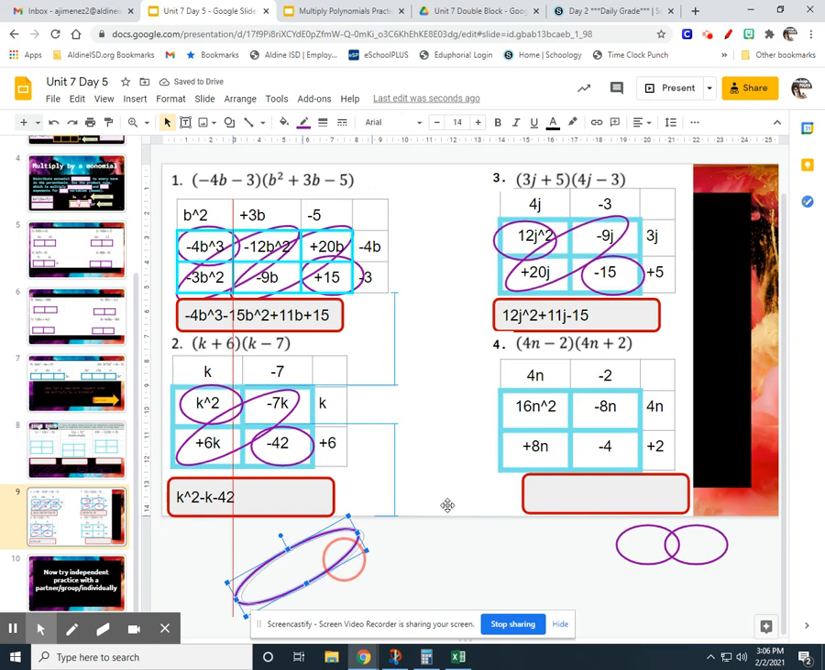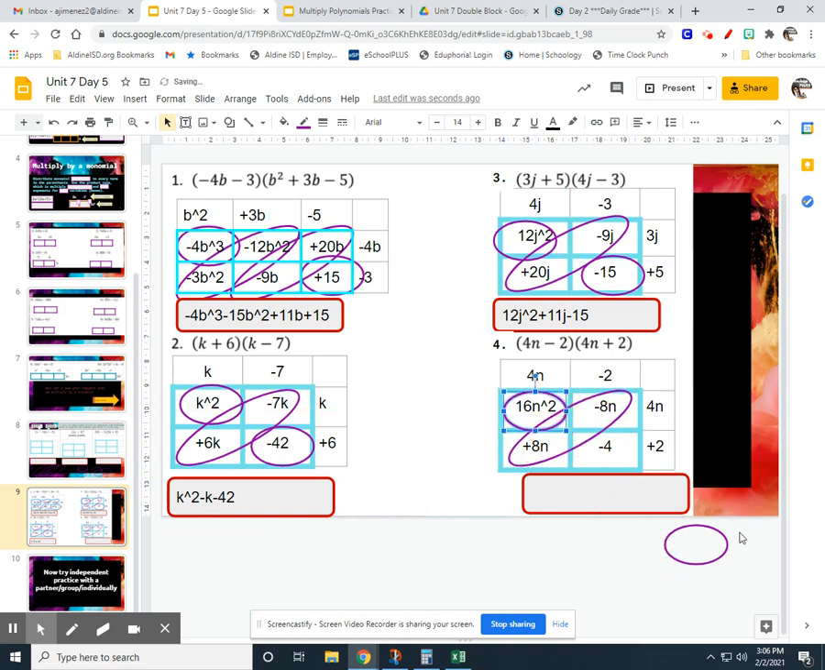All right, I circle the ones that are like terms. I circle the ones that are different. Okay. And then I bring the biggest exponent down, which is 16n squared. I add the ones that are like terms. A positive 8 and a negative 8 is going to give me 0.